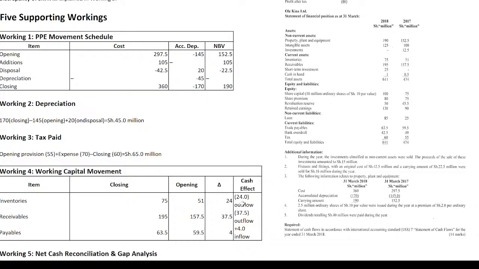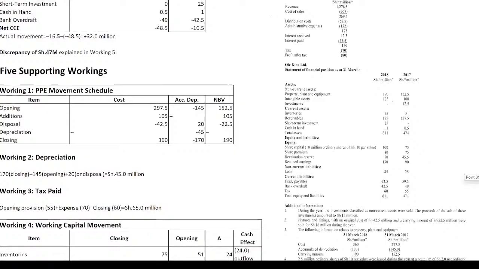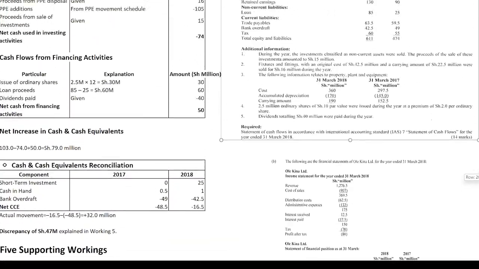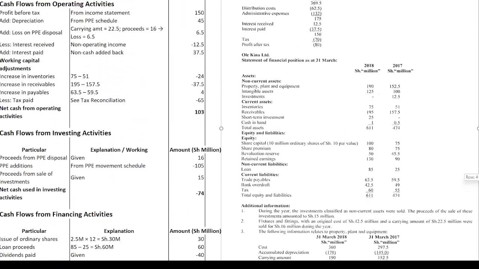So we also have the payables, whereby we have the closing 63, opening 59. So we also have an increase here, which is 4. So there is an inflow. So we are going to add. So those are the 4 workings that I'd like you to first of all undertake. For the reconciliation, I'm going to look at that afterwards. So since we have everything in place, we can start.